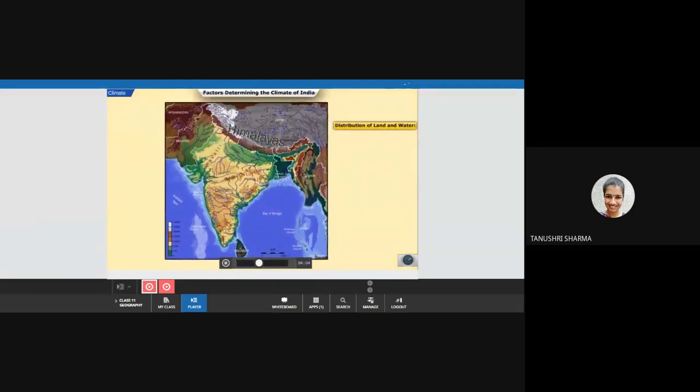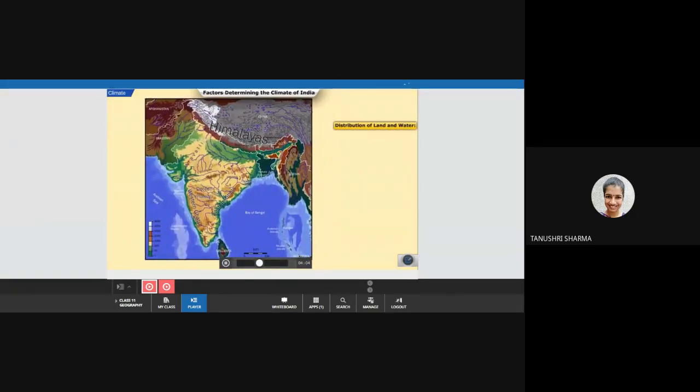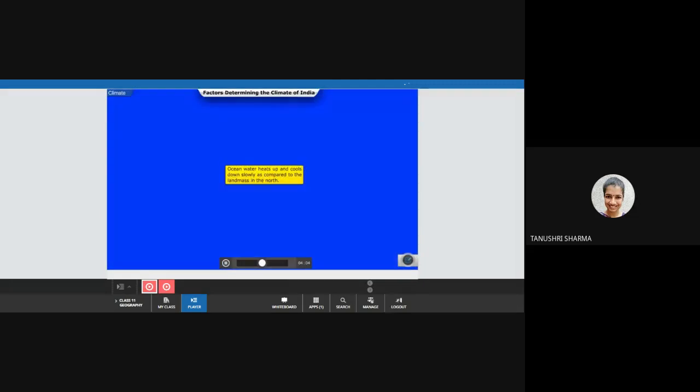Number 3. Distribution of land and water. India is surrounded by the Indian Ocean on 3 sides in the south. In the north, the Himalayas form a mountain wall. Ocean water heats up and cools down slowly as compared to the landmass in the north. This difference in heating of land and sea creates different air pressure zones in different seasons in the Indian subcontinent.